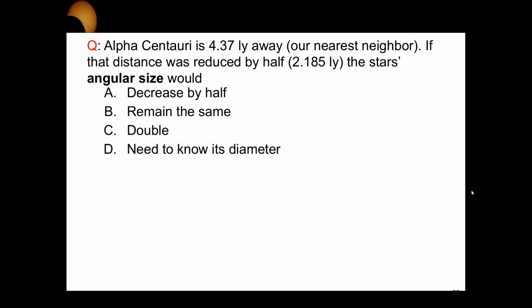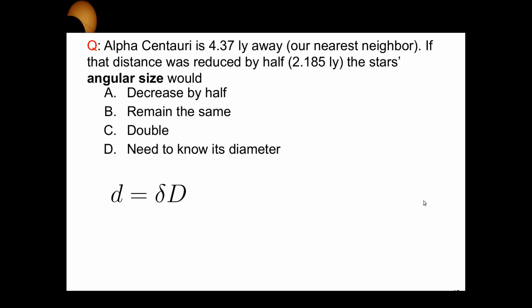So let's do this in practice, right? Alpha Centauri, it is 4.37 light years away, our nearest stellar neighbor. Now imagine that I was able to cut that distance in half, right? What would happen to the angular size of Alpha Centauri if it was suddenly 2.185 light years away? Now pause the video, take a moment, look at the previous equation, calculate this out. And you come back after you pause, we'll work this out together.